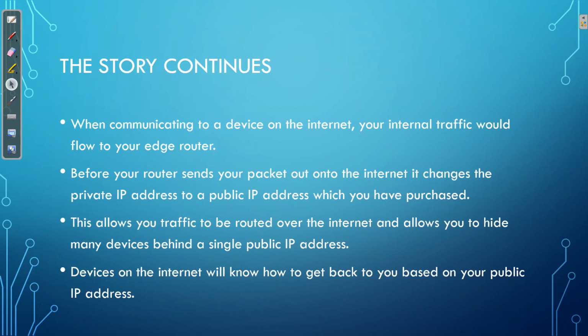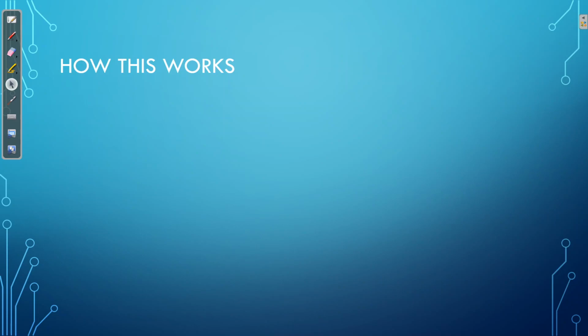Now, when the traffic flows back to your edge router, guess what it does? It just translates the public IP address, in this case 1.1.1.1, to the private IP address of the device which originally sent that packet. This is very powerful because it means we can use private IP addresses within an enterprise network and represent our entire company with just one, two, three, or a few public IP addresses. Hence, not every single device on the internet now needs to have a unique IP address. Now, to see how this works, let me whiteboard this out.